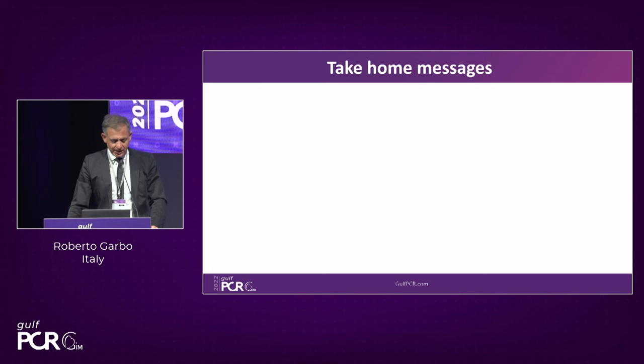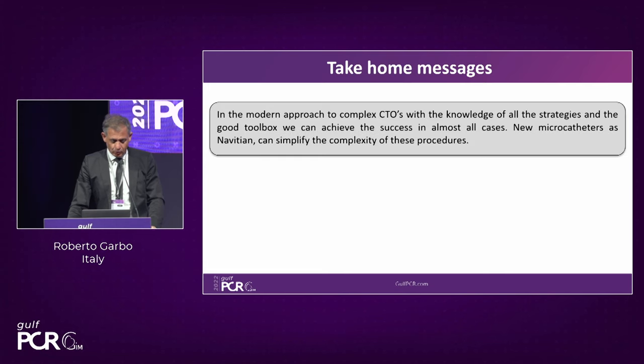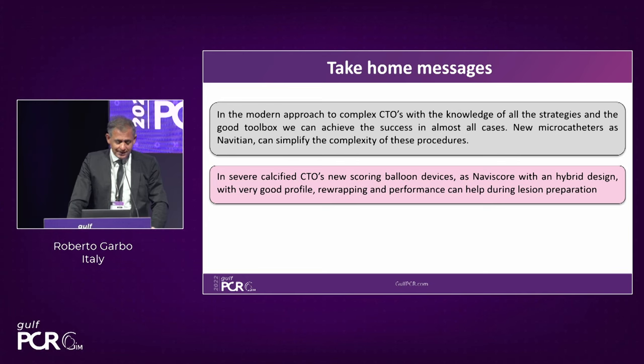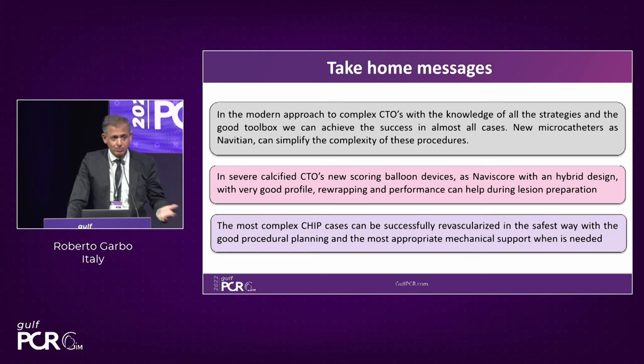So the take-home message of this session, then we have maybe one or two minutes for some questions: with the modern approach to complex CTO, knowledge of all the strategies and the toolbox, we can achieve success in almost all cases. New devices like Navision can simplify the procedure. In severely calcified CTO, a new scoring balloon device with a very good profile like Naviscore, hybrid design and rewrapping can help. And in the most complex CHIP situations, we need the help of protected PCI. In this case, ECMO was really essential.